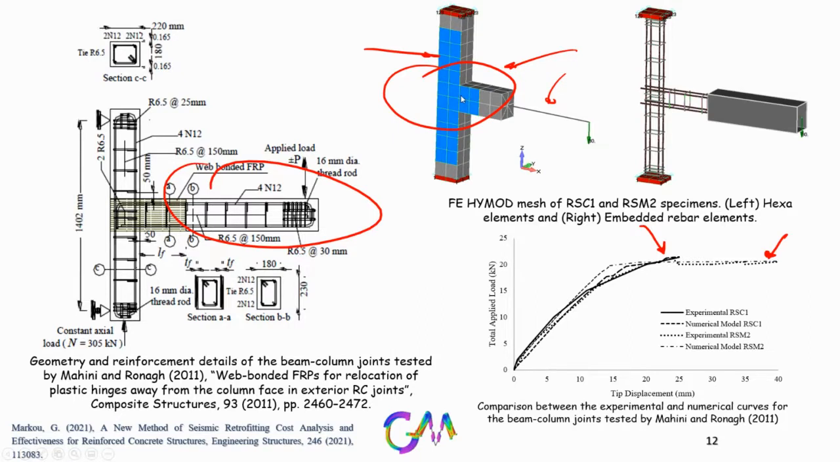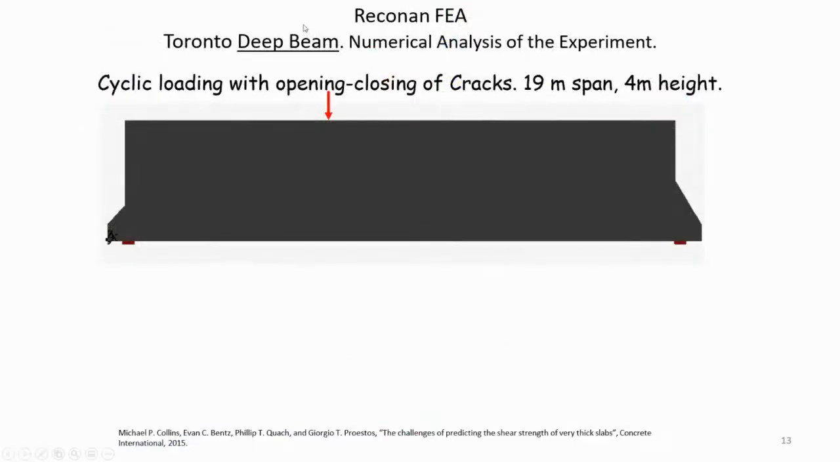And one might say, why? Maybe I do not have access, or maybe I will need to break even the slab in order to apply the approach where I have a full confinement. So more cost. So this is faster, easier, and less costly. And of course, one of my favorites, the Toronto deep beam.